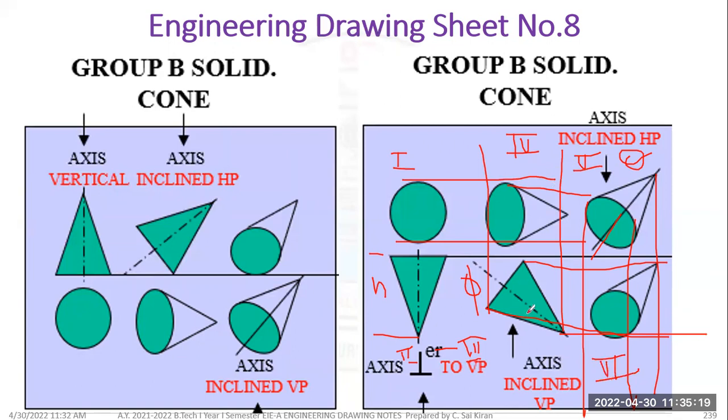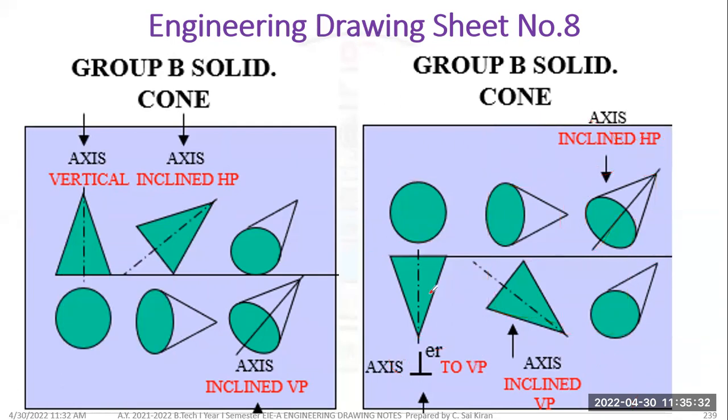Okay. So one thing you have to remember: stage 2 and stage 3 have the same dimension, stage 4 and stage 5 have the same dimension, except that you are giving some angles like angle phi or angle theta in between. And whenever the axis is perpendicular to VP, the true shape is on VP. Whenever the axis is perpendicular to HP, the true shape is on HP. These things you have to remember.